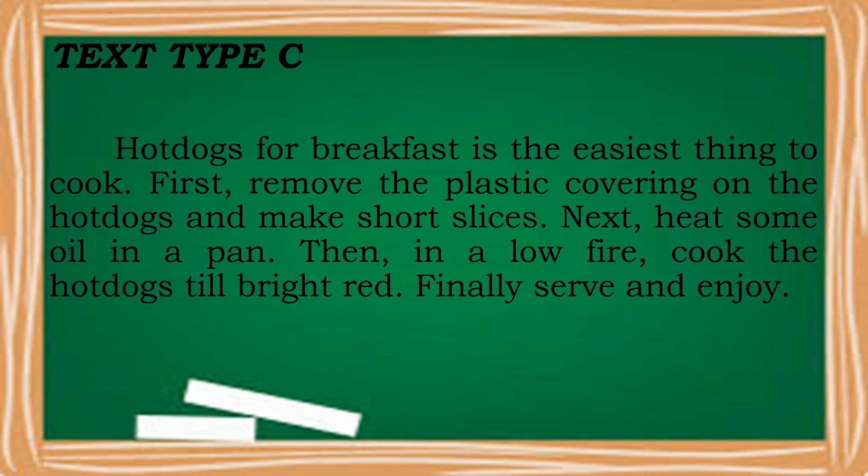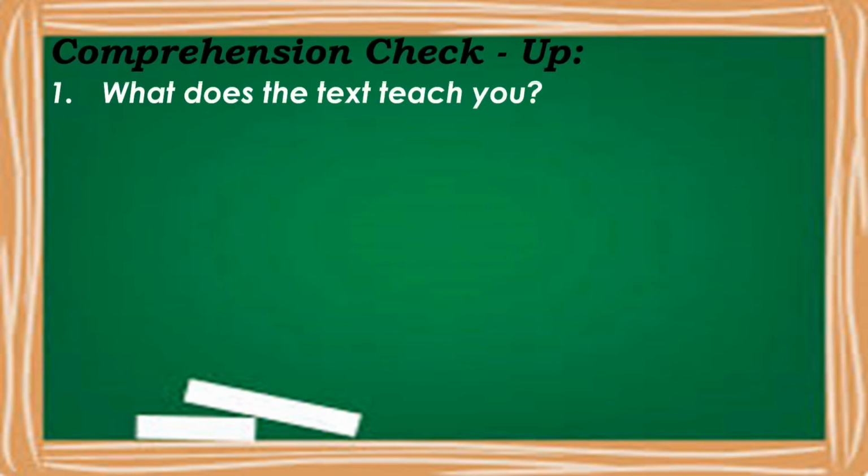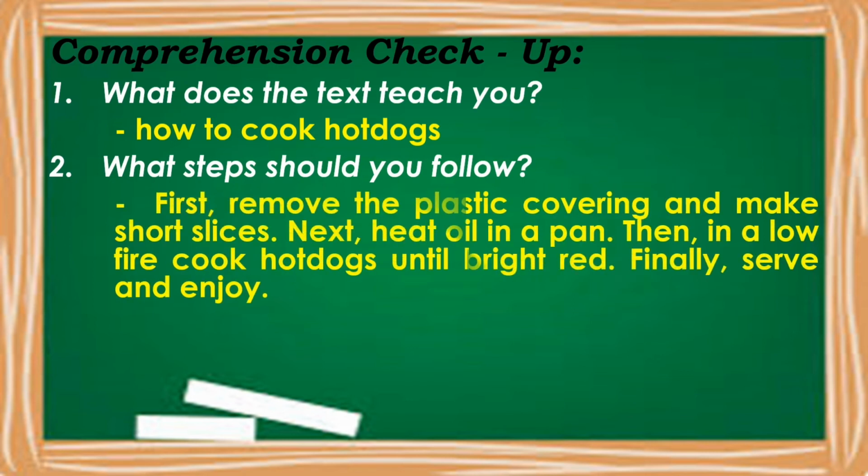Comprehension checkup. Answer the following questions. Number 1. What does the text teach you? It teaches you how to cook hot dogs. Very good. Number 2. What steps should you follow? First, remove the plastic covering and make short slices. Next, heat oil in a pan. Then, in a low fire, cook hot dogs until bright red.